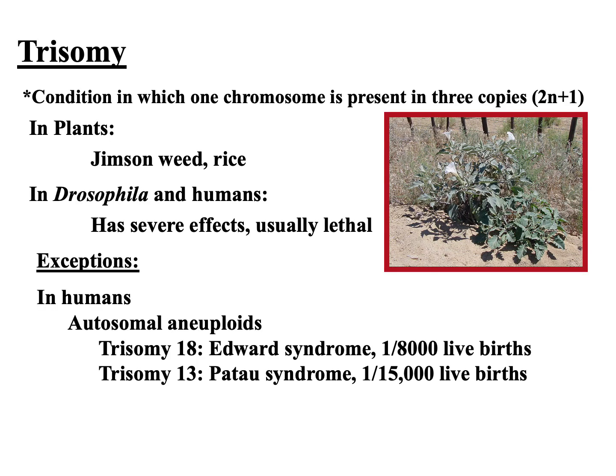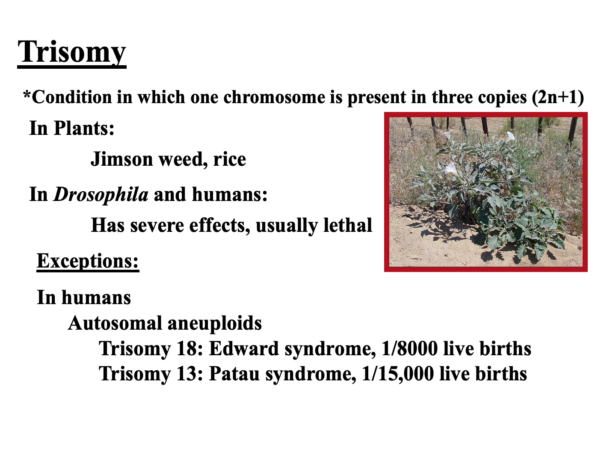Trisomy is the other example of aneuploidy, and trisomy is a condition in which one chromosome is present in 3 copies. This is designated as 2N plus 1, meaning that there is an extra copy of a given chromosome. This is actually very well tolerated in plants. Again, plenty of examples exist. Jimson weed, rice, for example. In all of these, there are examples of every single trisomic situation.